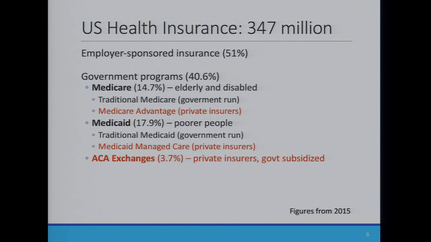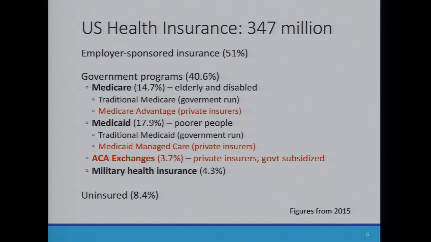Then we have the new ACA exchanges. This is Obamacare, Affordable Care Act, which is a market with private insurers that the government subsidizes that anybody can buy health insurance from. And finally, there's military health insurance. And this still leaves 8.4% of people uninsured. So this is sort of a picture of what US health insurance looks like right now.